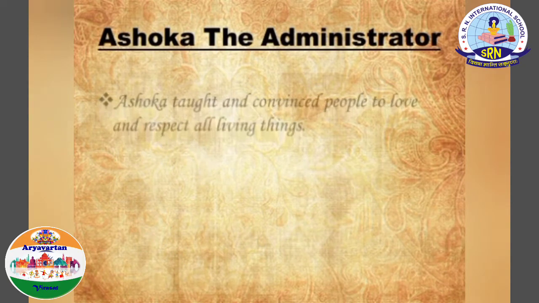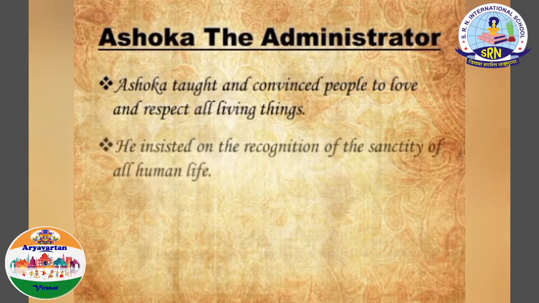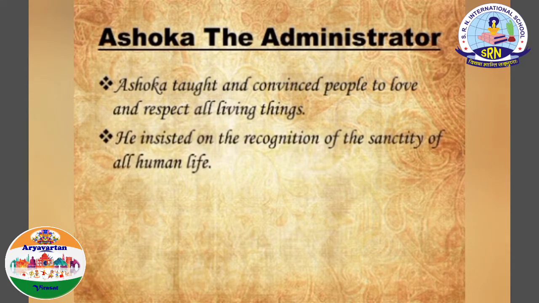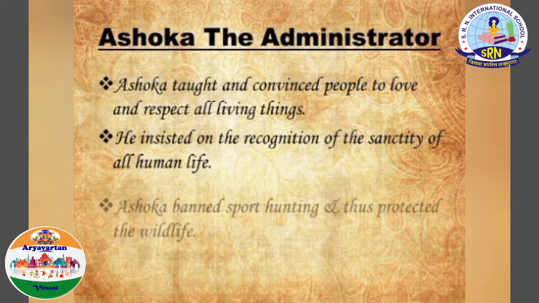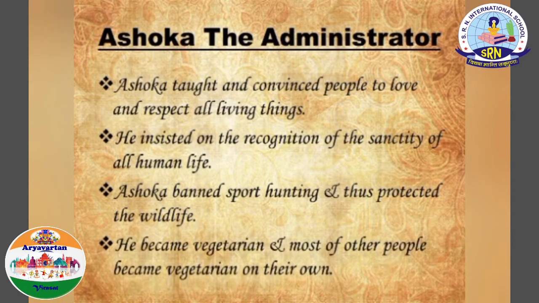Ashoka the administrator. Ashoka taught and convinced people to love and respect all living things. He insisted on the recognition of the sanctity of all human life. Ashoka banned sport hunting and thus protected the wildlife. He became vegetarian and most of the other people became vegetarian on their own.